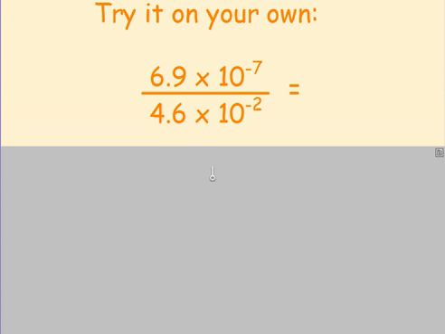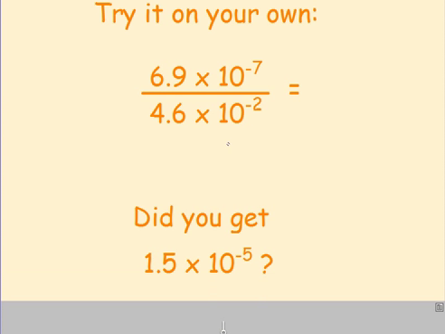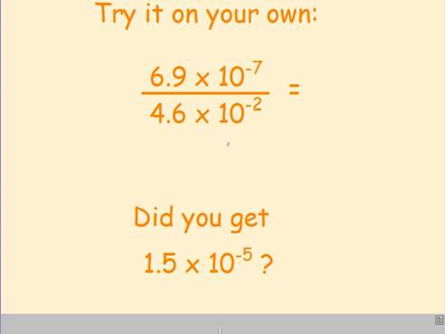Now it's your turn. You try 6.9 times 10 to the negative 7th divided by 4.6 times 10 to the negative 2nd. I'll give you time to work on that. You should have gotten 1.5 times 10 to the negative 5th power. If you did, great job. If not, let's pause and discuss.